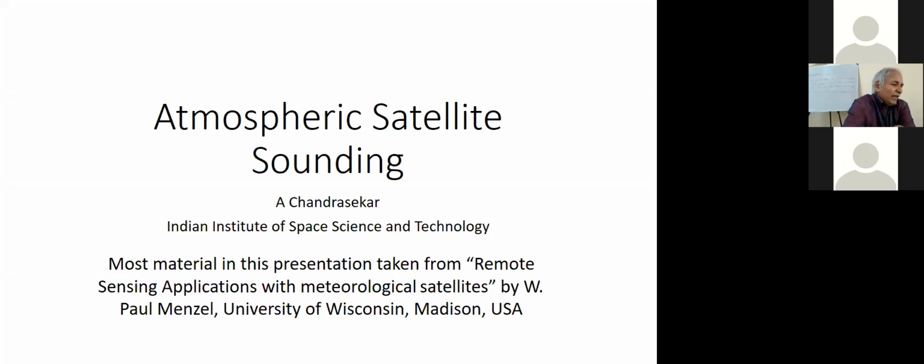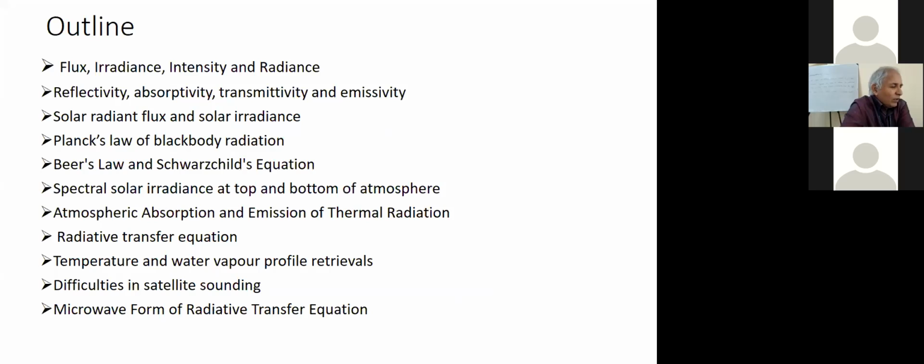Most of the material in this presentation is taken from Remote Sensing Applications: Meteorology Satellites by Paul Menzel from University of Wisconsin-Madison. The outline of the talk will be: I will introduce to you the concepts of flux, irradiance, intensity, radiance, and so on. Because your earlier lectures, yesterday's lectures, dealt with radar, and this morning with clouds, these radiation concepts you wouldn't have known. So I will just briefly discuss them.